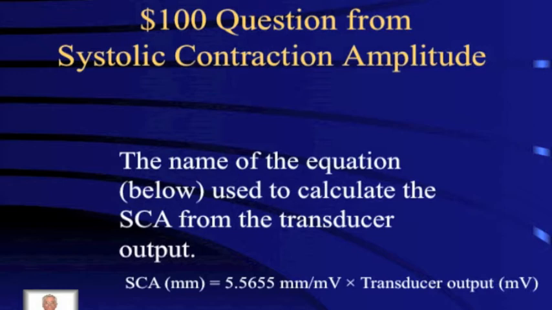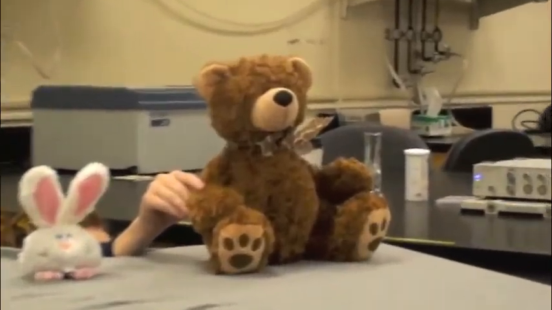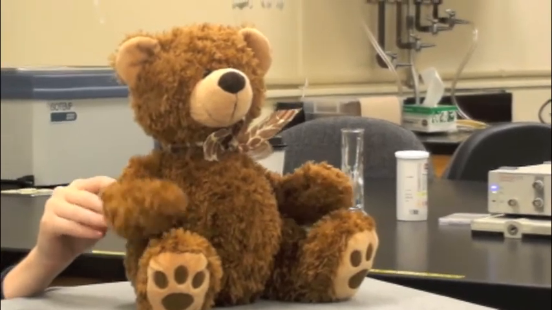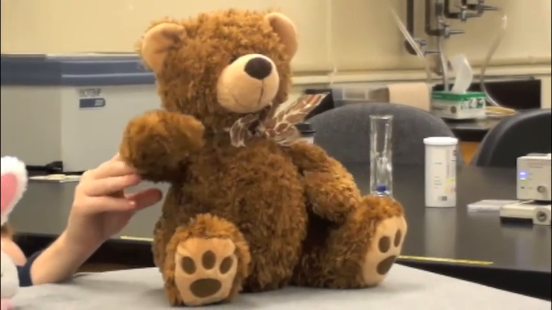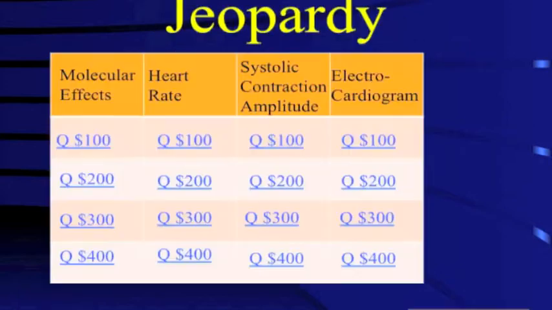SCA in millimeters equals 5.5655 millimeters per millivolt times the transducer output in millivolts. Benny the Bear, what is your answer? What is the calibration curve? Almost, but not quite. What is a calibration equation? Benny, choose your next question.